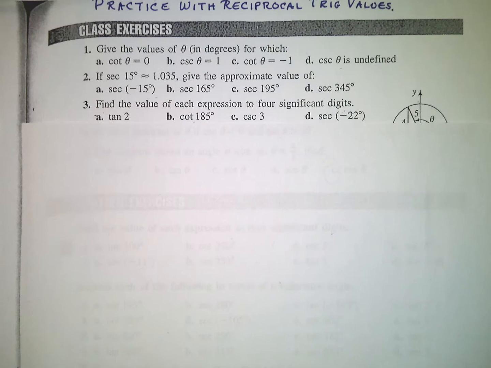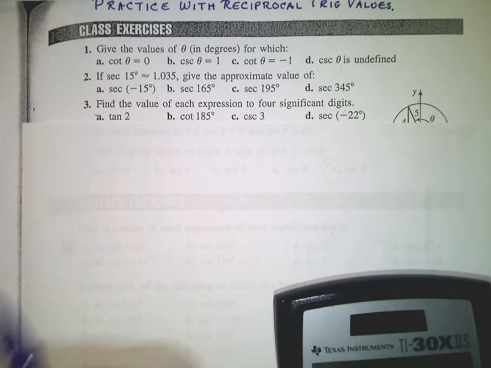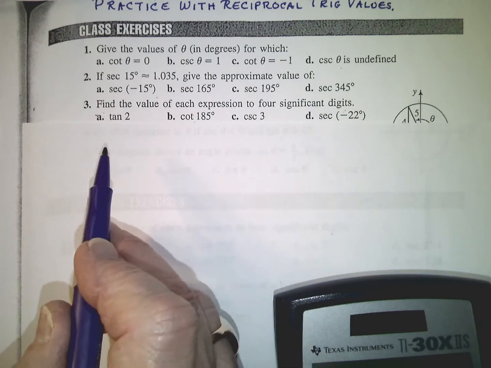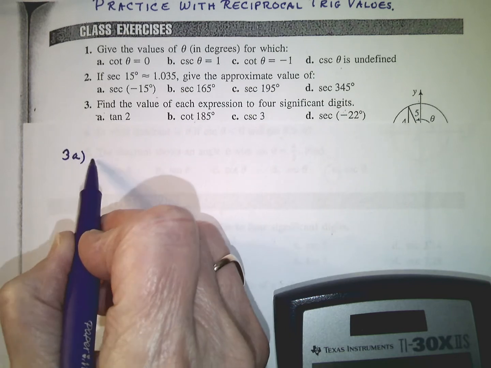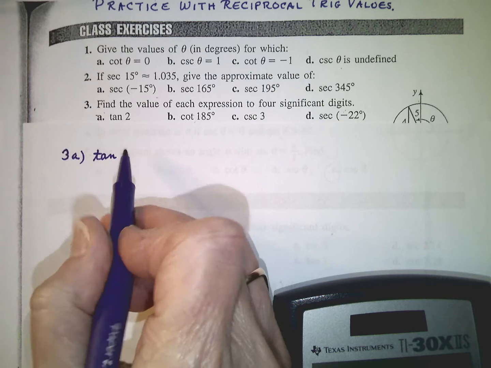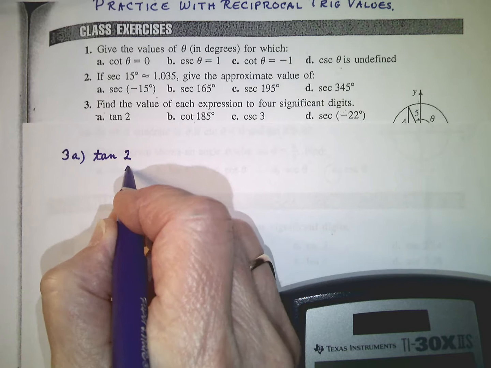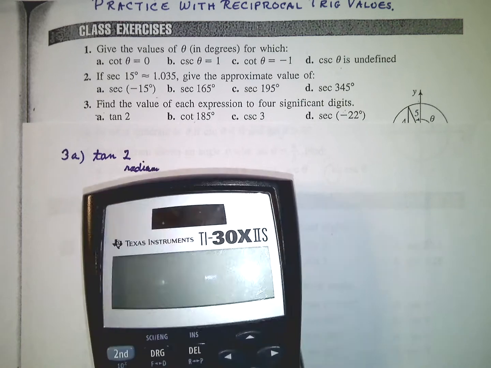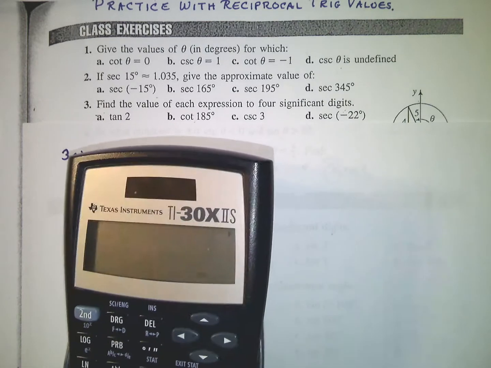Okay, we're going to start with number 3 on the class exercises. And again, you're going to need a calculator. So the tangent of 2, they want us to find the value to 4 significant digits. That doesn't necessarily mean 4 decimal places. Now that doesn't say 2 degrees. So this is going to be the tangent of 2 radians, which means the calculator is going to have to go into radian mode. Got to turn it on first.